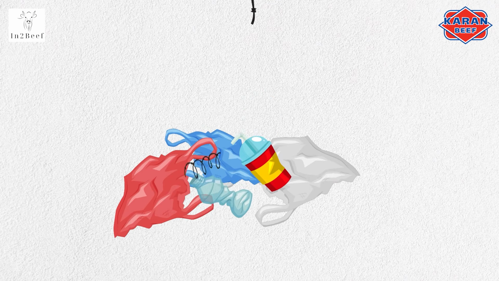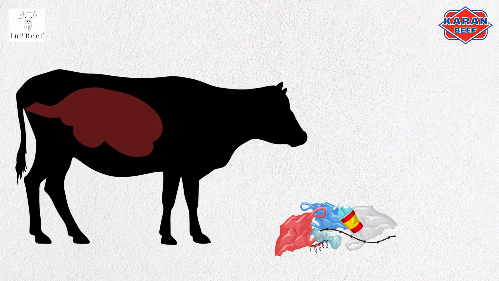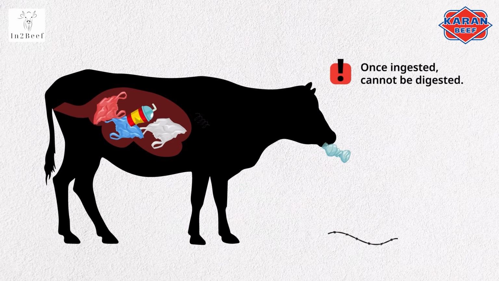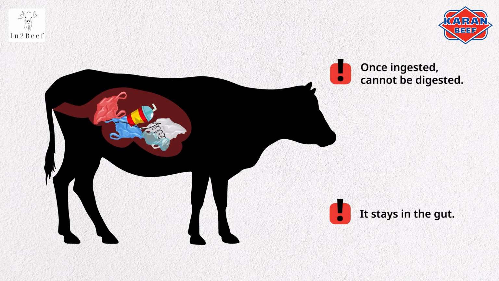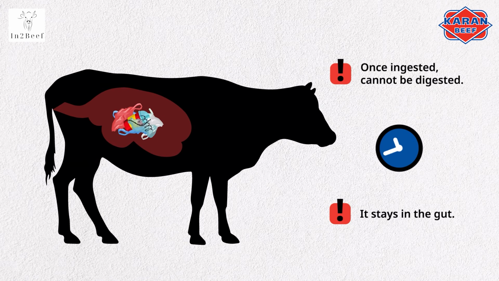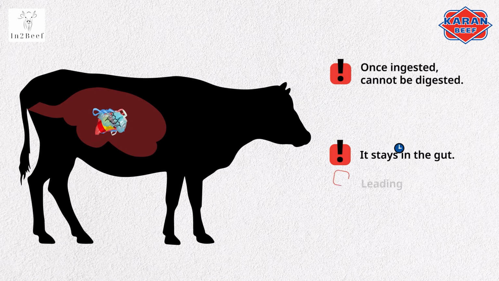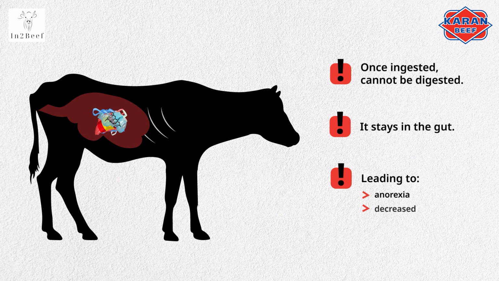Plastic bags and other objects like wire, once ingested, cannot be digested or passed by an animal, so it stays in the gut. Over a period of time, these materials make large tight balls inside the rumen, leading to anorexia, decreased production, and progressive loss of body condition.